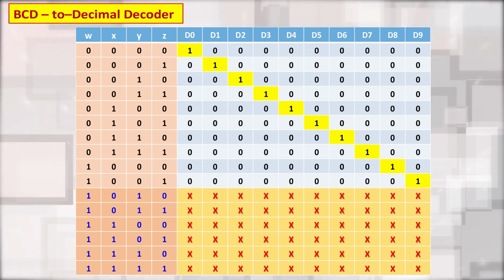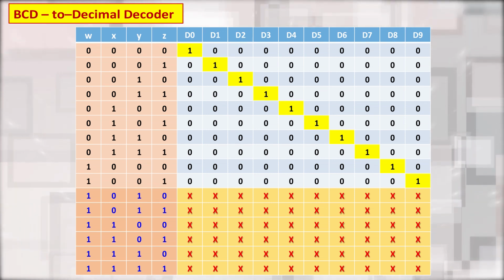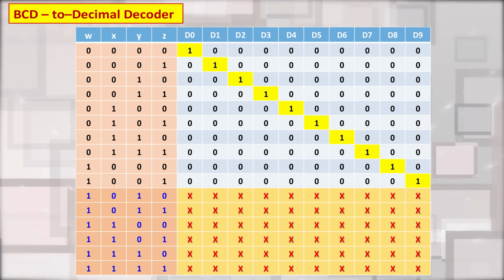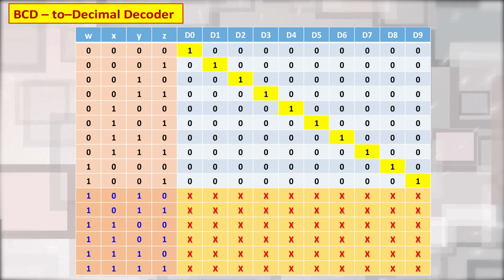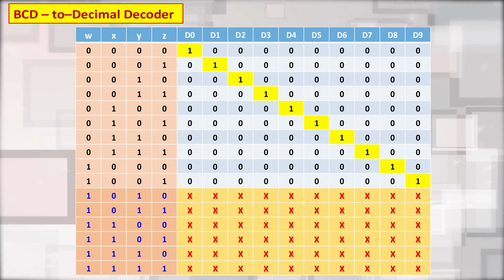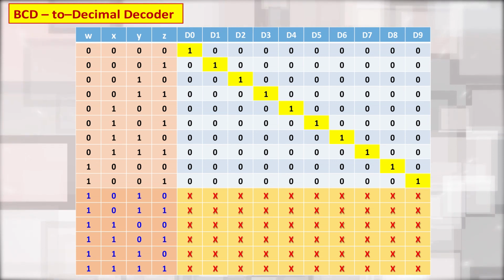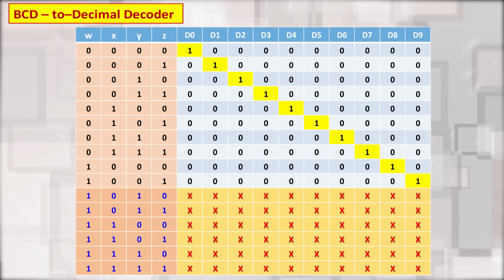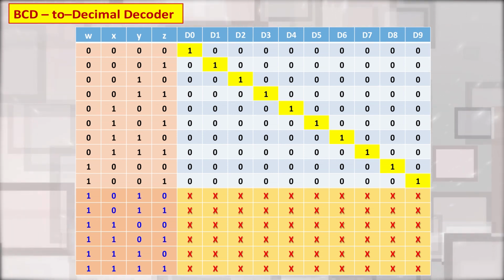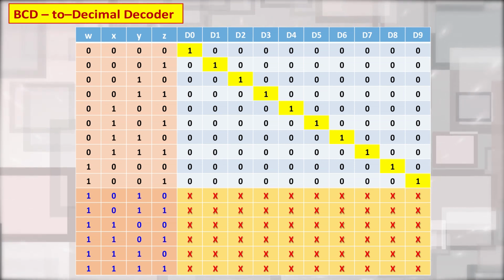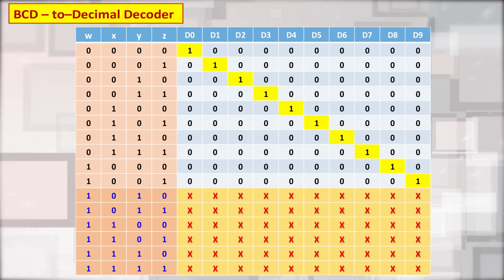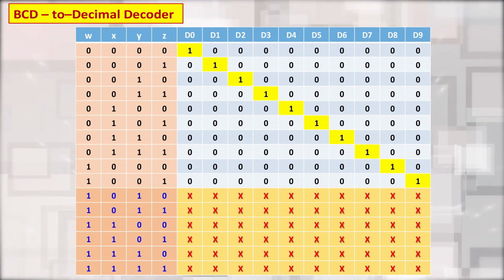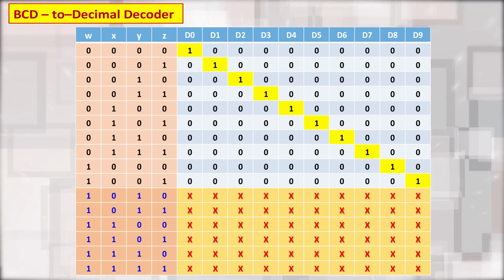The 4 inputs W, X, Y, Z will vary from 0000 to 1001, that is BCD numbers 0 to 9. For the first input, when W is 0, X is 0, Y is 0, Z is 0, the output D0 will be high. For the second input, when W is 0, X is 0, Y is 0 and Z is 1, output D1 will be high.